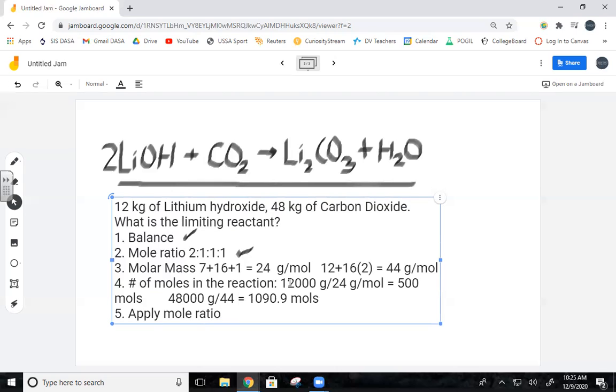So what is our mole ratio? Well, it's written up there, right? 2 to 1 to 1 to 1. Right now, we're only worrying about the reactants, so it's 2 to 1. So how many moles of lithium hydroxide and how many moles of carbon dioxide do we need for this reaction to happen?